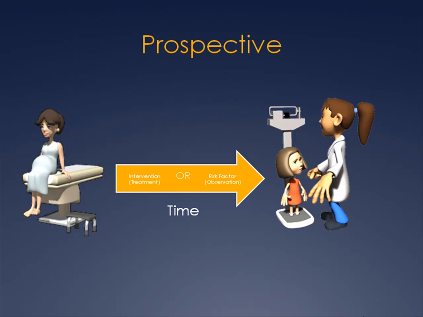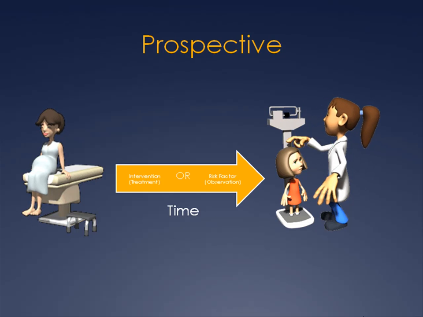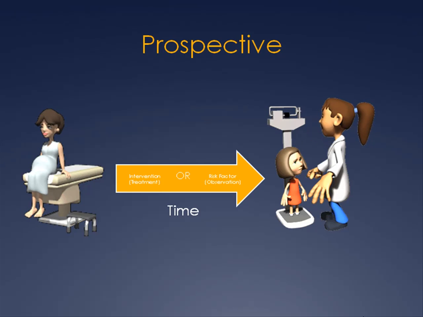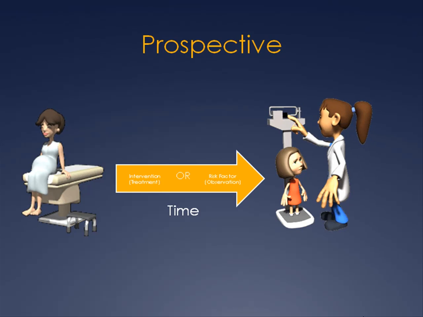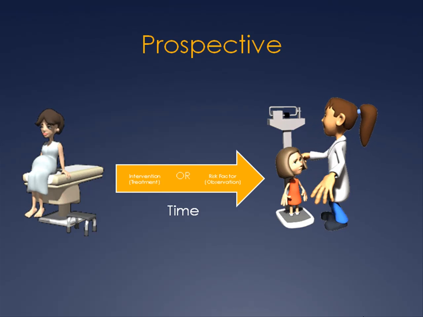So let's use an example. Hypothetically, what if you were studying the effect of diabetes during pregnancy on the fetus and subsequently wanted to determine the effect on abnormal weight gain as a child? This is a prospective study forward in time, and hopefully that cohort of exposed fetuses, those that had mothers with diabetes, is compared to a group of fetuses whose mothers did not have diabetes.